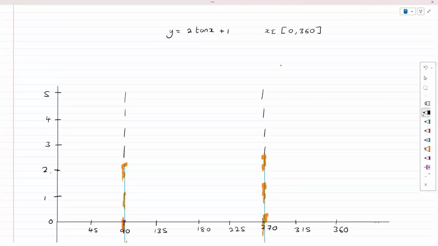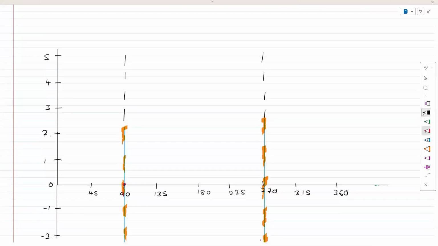We're going to go with 2 tan x close bracket plus 1. We're going to start at 0, end at 360, stepping in 45s, and let's go. I think we can manage this graph. 0 and 1, 45 and 3.